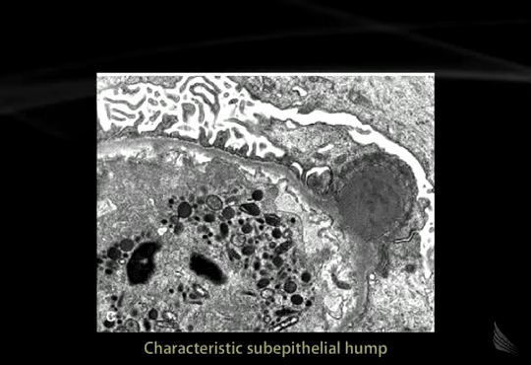On electron microscopy, what you see is what I described earlier, these characteristic subepithelial humps, which you can see as this electron-dense area right here, that consist of these antigen-antibody complexes deposited in the subepithelial part of the basement membrane.